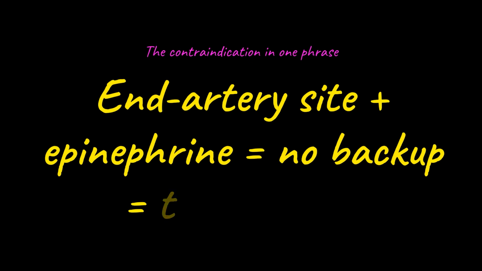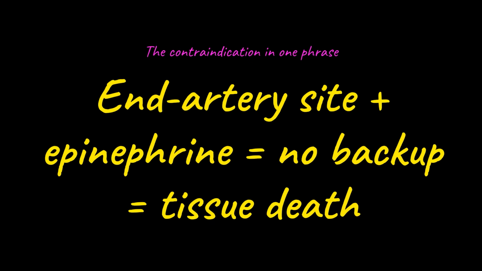The takeaway is the contrast. The same vasoconstriction that helps in a forearm can kill tissue in a fingertip. Richly supplied areas tolerate brief tightening. End artery sites do not. Recognizing an end artery location is the key to catching this contraindication.